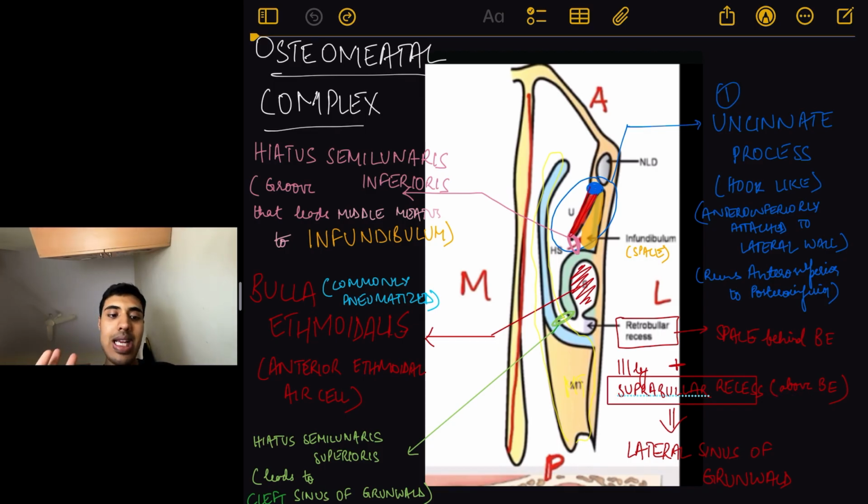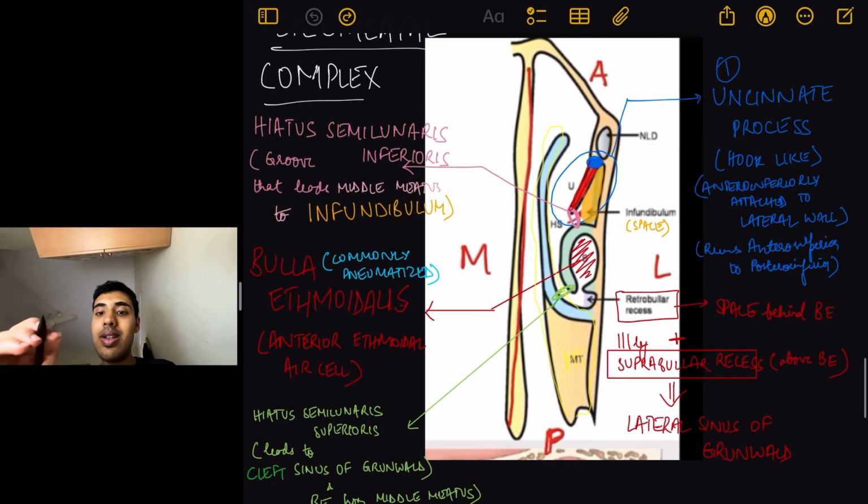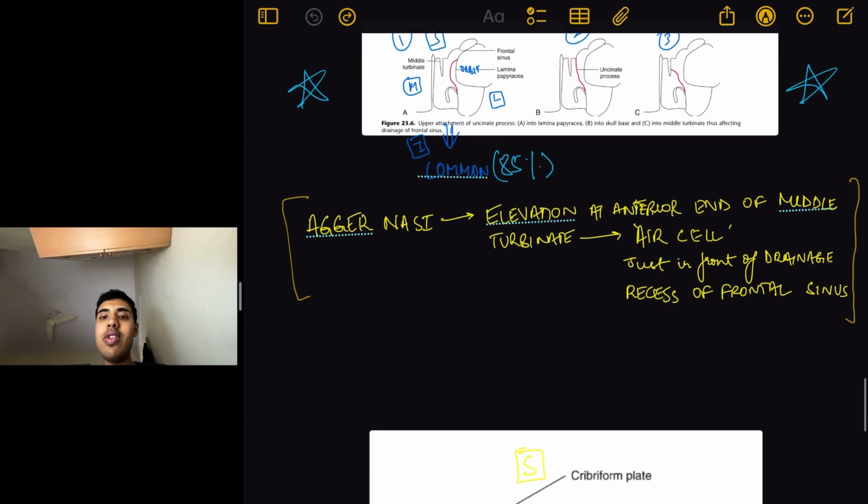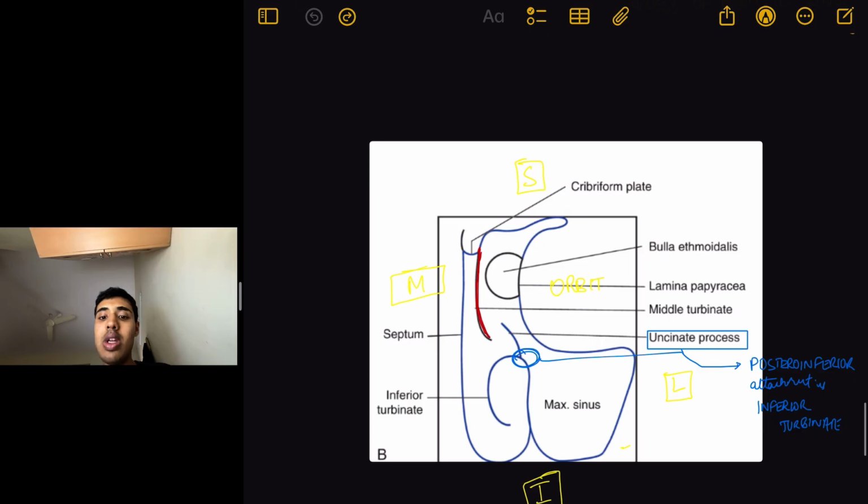It has three attachments. Okay, see, here what you're seeing, this attachment here, this blue thing, that is the antero-inferior attachment. It is attached to the lateral wall of the nasal cavity. Understood? Then you have come to this diagram. You have the posterior-inferior attachment.